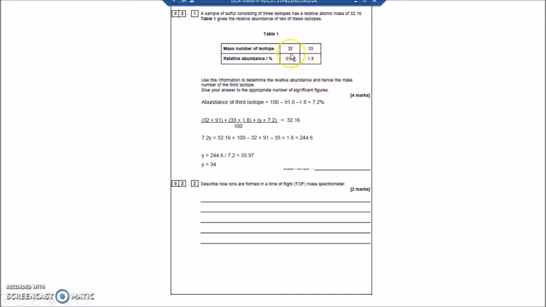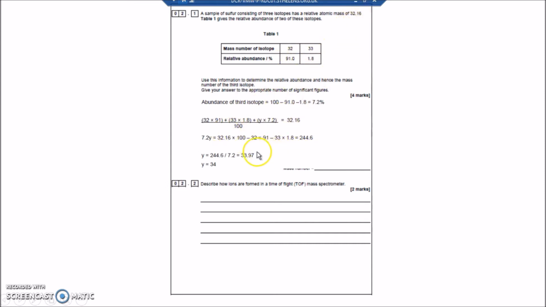So the mass of these particles of mass 32, there are 91 of them out of 100, so 91 particles, each mass 32. We'll work out the mass of those together. There are 1.8 particles of mass 33, so 33 multiplied by 1.8 is the mass of these particles, and there are 7.2 particles of mass that we don't know. Let's call it y. If we divide by the total number of particles, and there's 100 particles, this will give us the average, which equals 32.16.